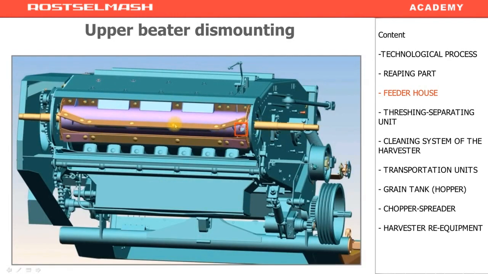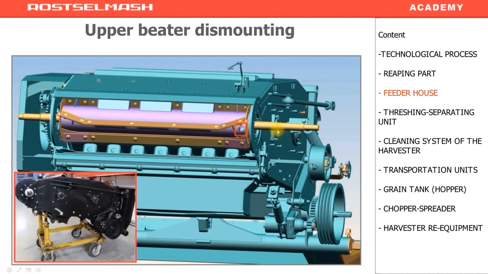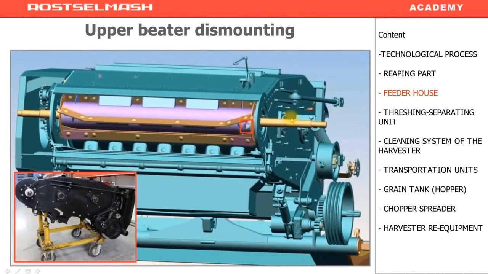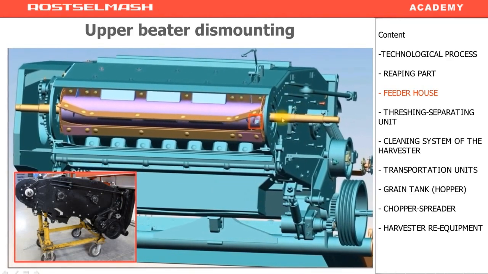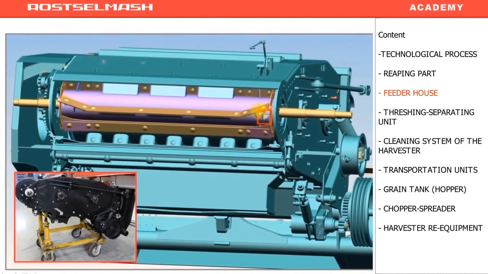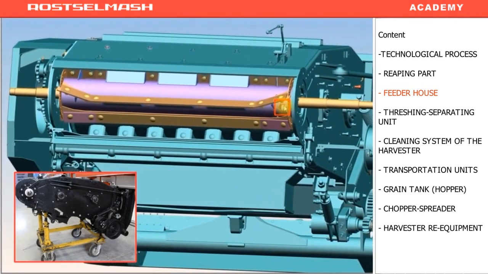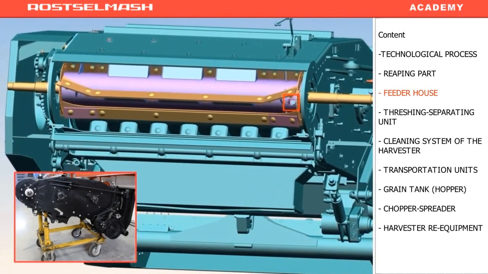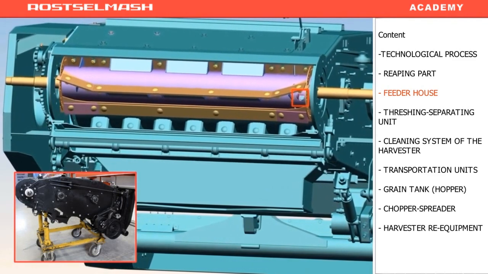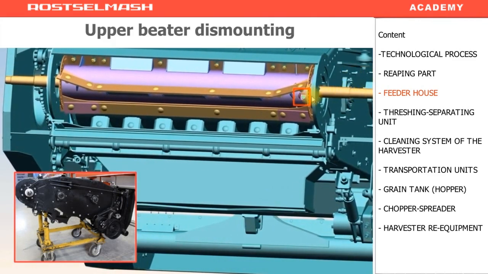The removal of the upper beater is done only when the feeder house is dismounted completely. The three other beaters, the intermediate beater, the intake beater, the intake finger beater, are removed through the front part of the feeder house, which means you don't have to detach the feeder house. If you need to dismount the upper beater, the feeder house must be detached. Here you see the hole through which you remove the shaft. After you have removed the shaft, you will be able to dismount the beater.